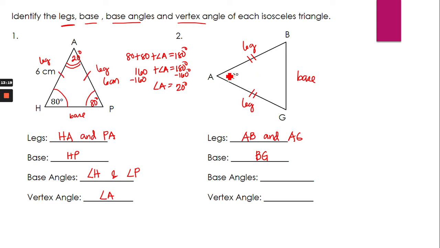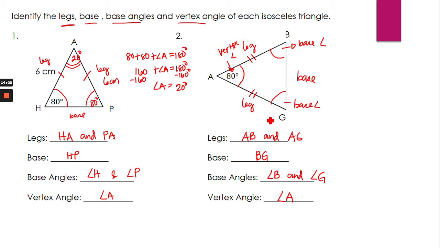Okay, so if this is the leg and this is the base, this will be your base angle. So angle B is the base angle. And another base angle, with leg and base, is this one. So angle G is also a base angle. If angle B and angle G are the base angles, therefore angle A will be your vertex angle. Right? So we have the base angles and the vertex angle.